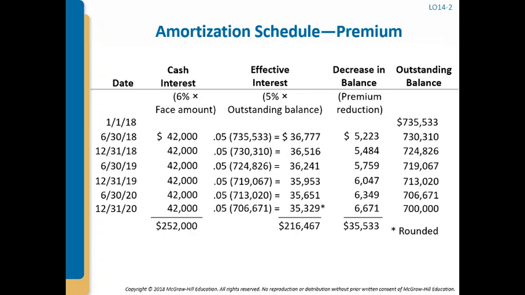You're also going to have a debit to premium on bonds payable. Remember, it's initially a credit balance, and so to reduce this, you have to debit premium on bonds payable $5,223, and of course your credit's going to be to cash for $42,000. And you see the rest of the calculations there.